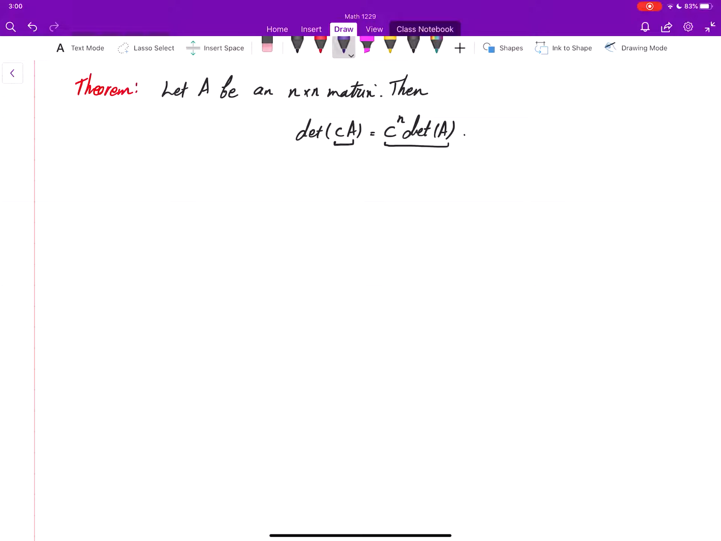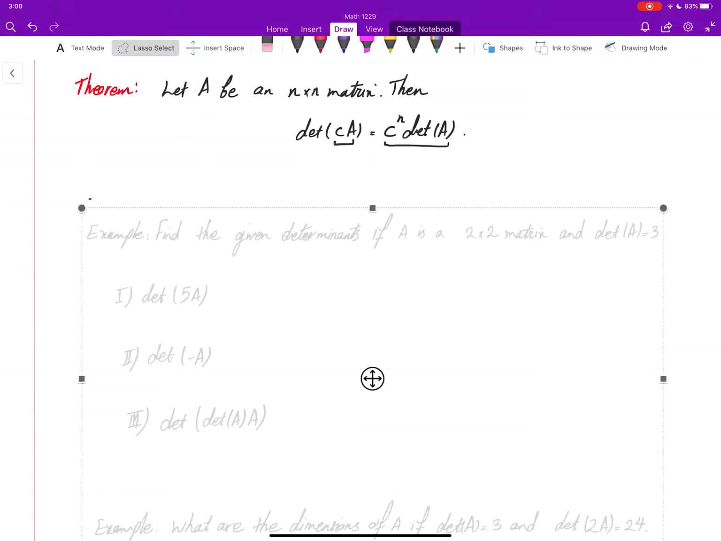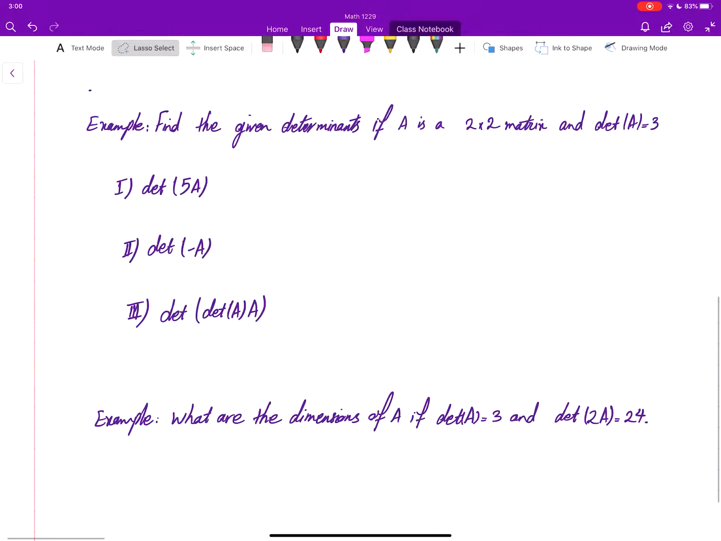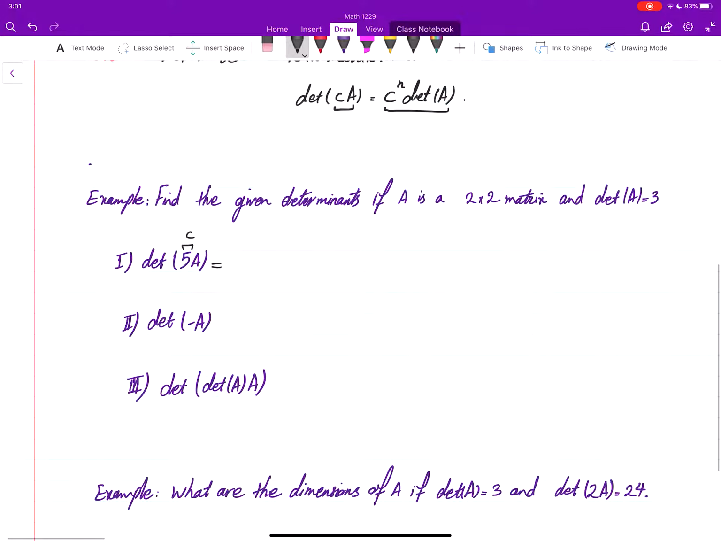Let's do some examples here. Here I have a 2 by 2 matrix whose determinant is 3. What is the determinant of 5A? Well, you have 5 times A, so this is C. And we know that for a scalar to come out of the determinant, you have to put the number of rows as the power of that scalar. So this is 5 squared, 25. The determinant of A is 3, so 3 times 25 is going to be 75.